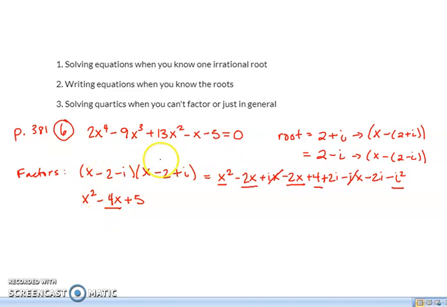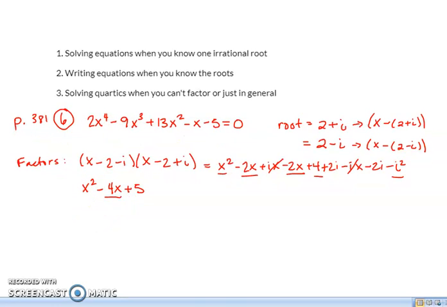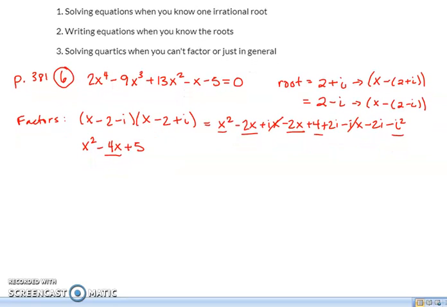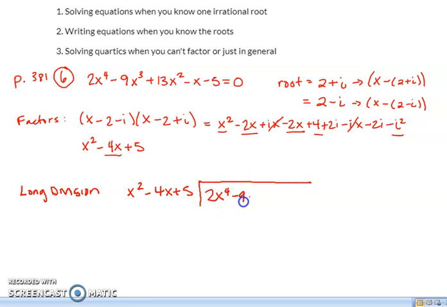And why is that helpful? Because we've learned long division in this chapter. So how do you solve equations when you know one irrational root? You can distribute, you get a factor, and then you're going to use long division to divide out that factor. So you're going to divide that polynomial into your original polynomial.